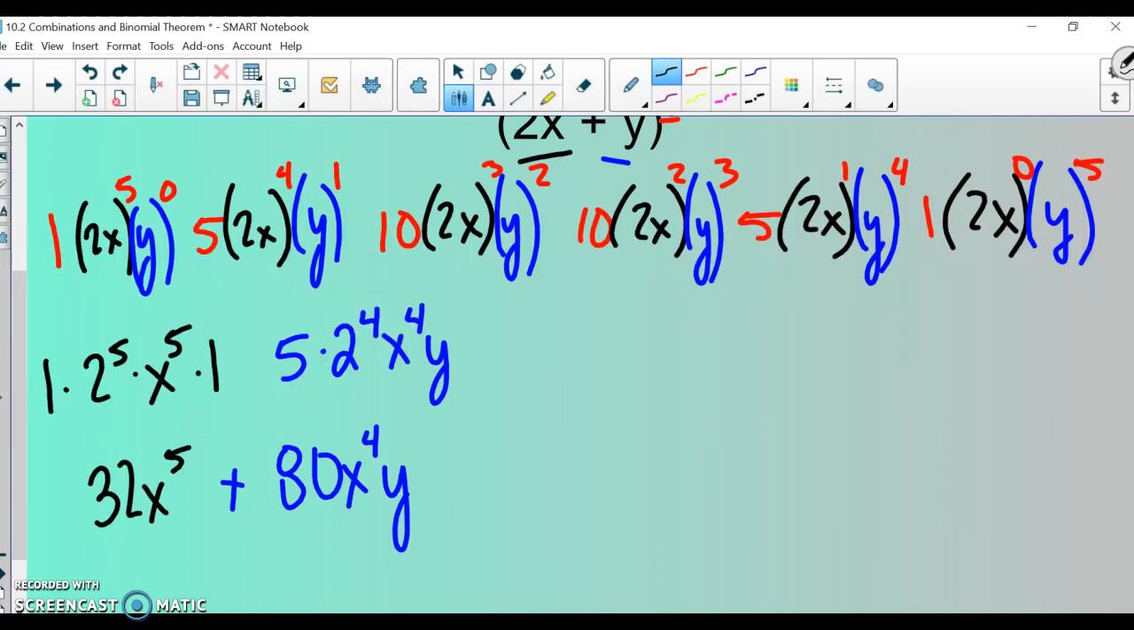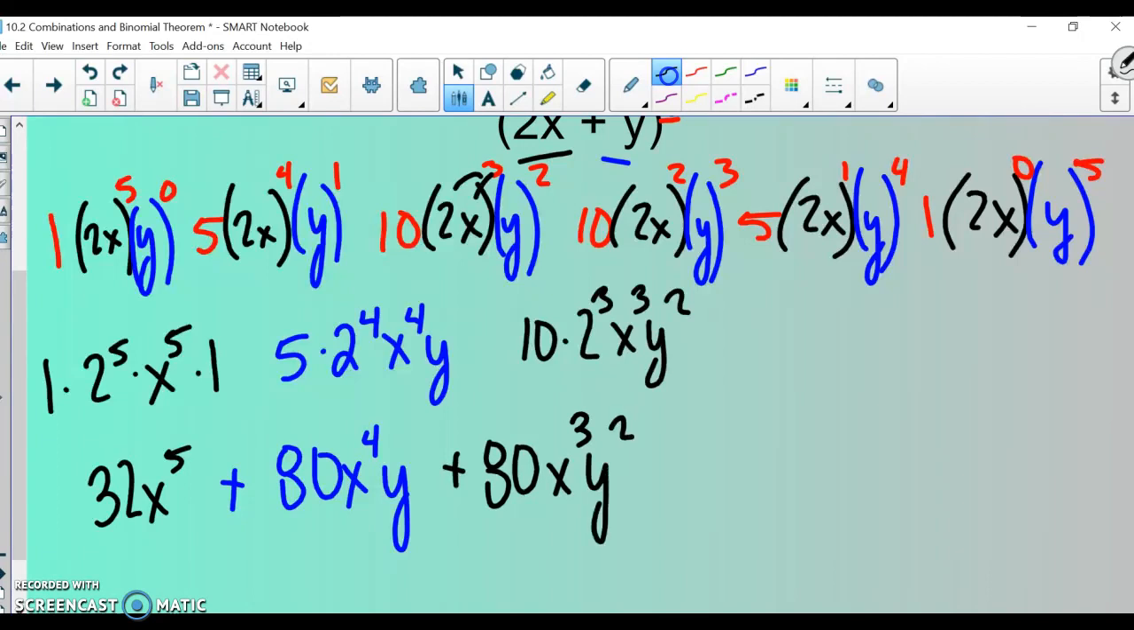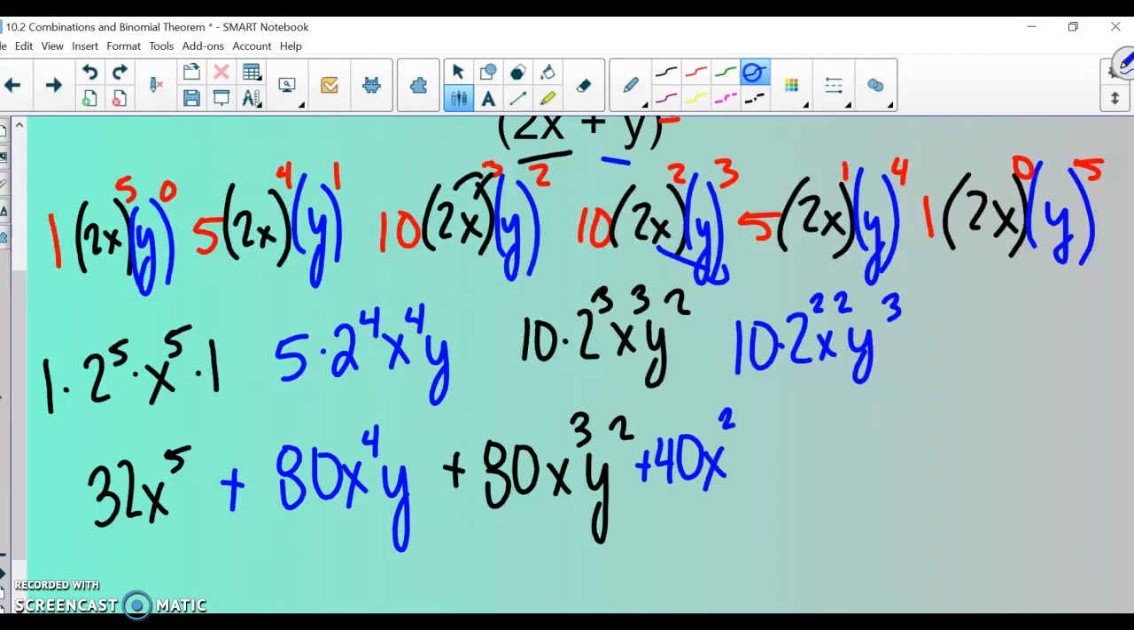Next term, 10 times 2 to the 3rd x to the 3rd y squared, right? I'm taking that to the 3rd power and I'm applying it to everything in the parentheses. 2 to the 3rd is 8, so this whole thing will be another 80. This time it will be x cubed and y squared. That's 1, 5, 10. My next 10 here will be 10 times 2 squared x squared y cubed. So this term will be plus 40x squared y cubed.